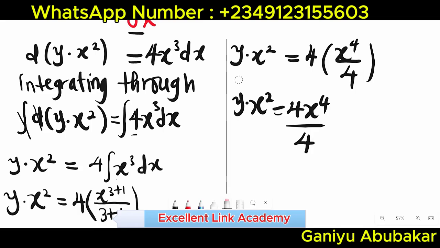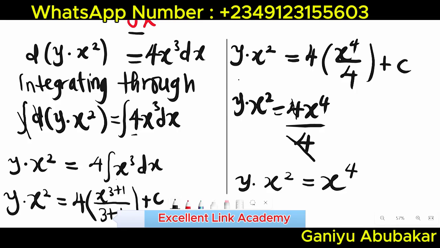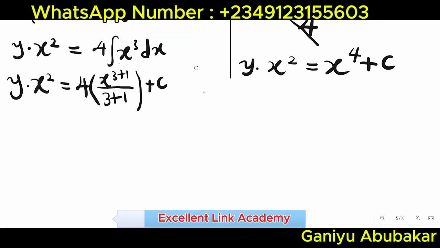From here, we said we know mathematically that this one here will cancel this one. So what do I have left? I have y dot x squared is equal to what there? x to the power of what? 4. Mind you, after integrating, always add plus c. So always add plus c. Plus c is called the constant of integration. Let's proceed.